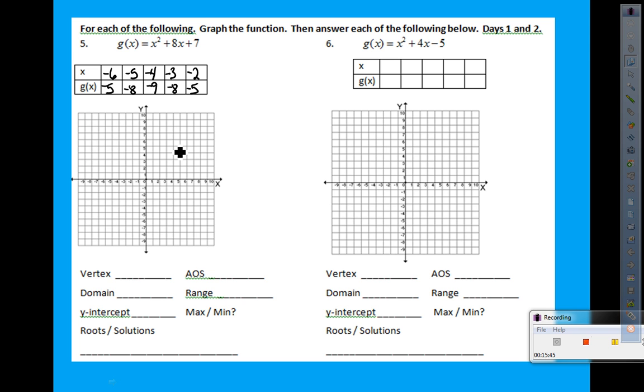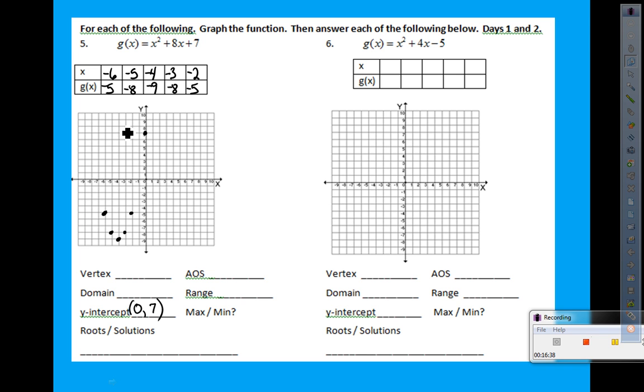Now when I go to graph these, here's -6, -5, -5, -8, -4, -9, -3, -8, -2, 5. Okay. Hey, I'm going to add in one more point. The y-intercept happens when x is 0. Well, when x is 0, I'm going to get 7. So I'm going to add in 0, 7.